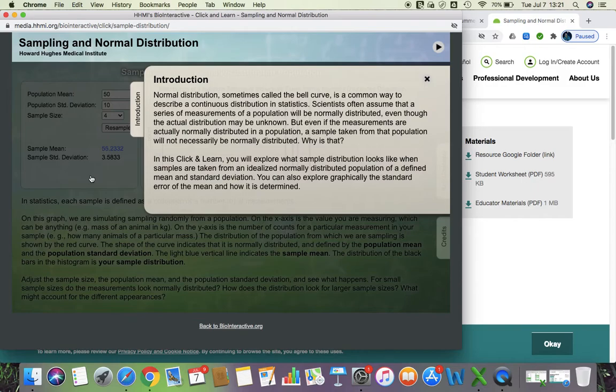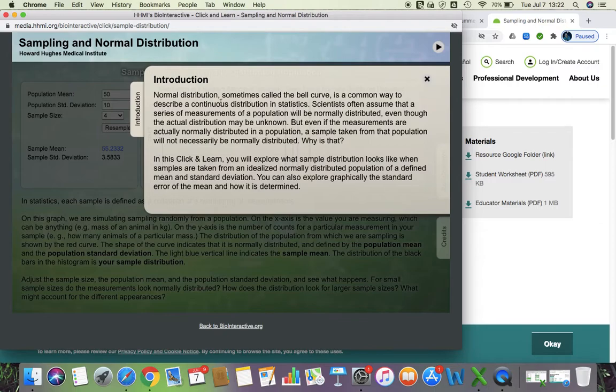So this is really about sampling and normal distribution. So sampling is a really important concept in science. And as scientists, when we sample something from a population, we can typically assume that it's going to be distributed what we call normally, or be in a normal distribution. And I'll explain that a little bit more as we go through. So normal distribution, sometimes called the bell curve, is a common way to describe a continuous distribution in statistics.